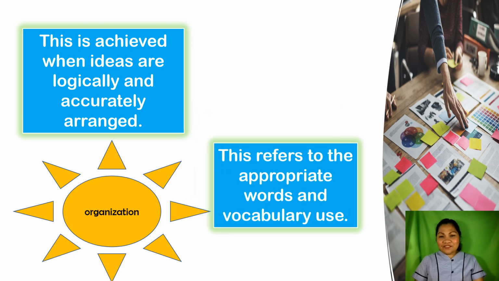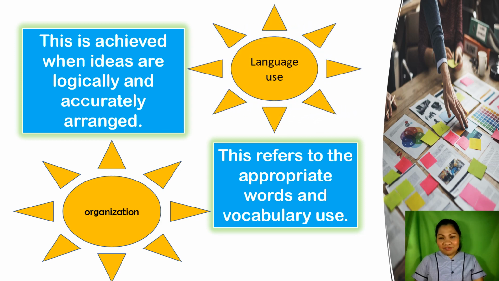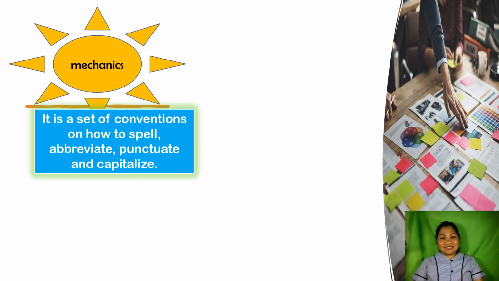Next, this refers to the appropriate words and vocabulary used. What is that? All right, correct. That's language use. Let's go to the third one. It is a set of conventions on how to spell, abbreviate, punctuate, and capitalize. What is that word? Yes, that's right. That's mechanics.